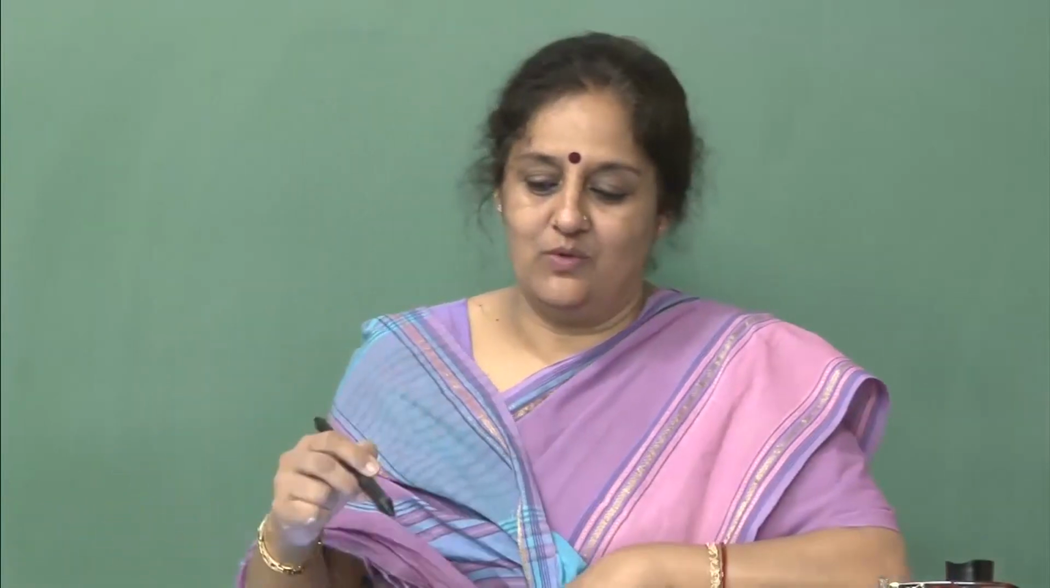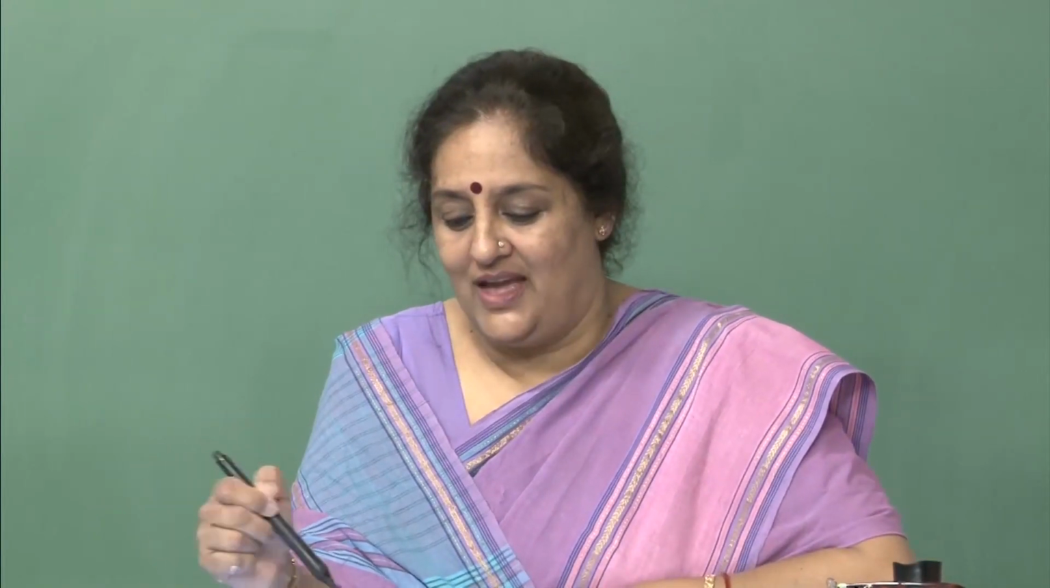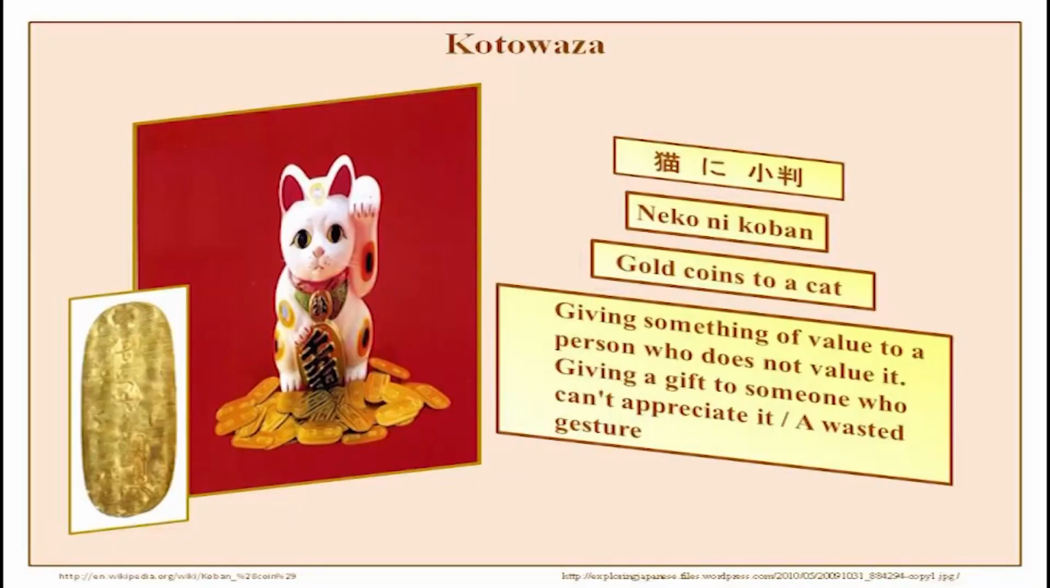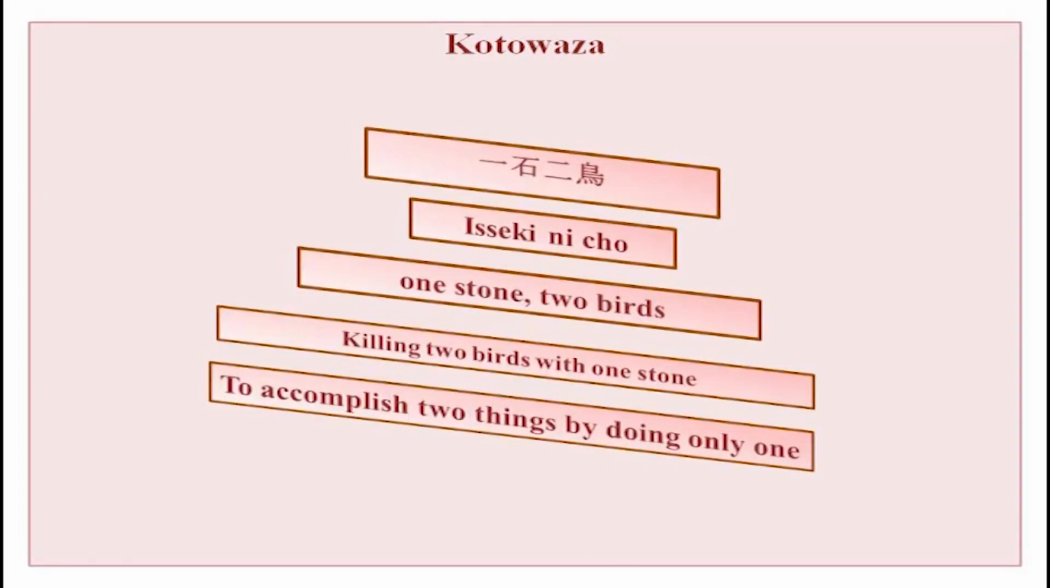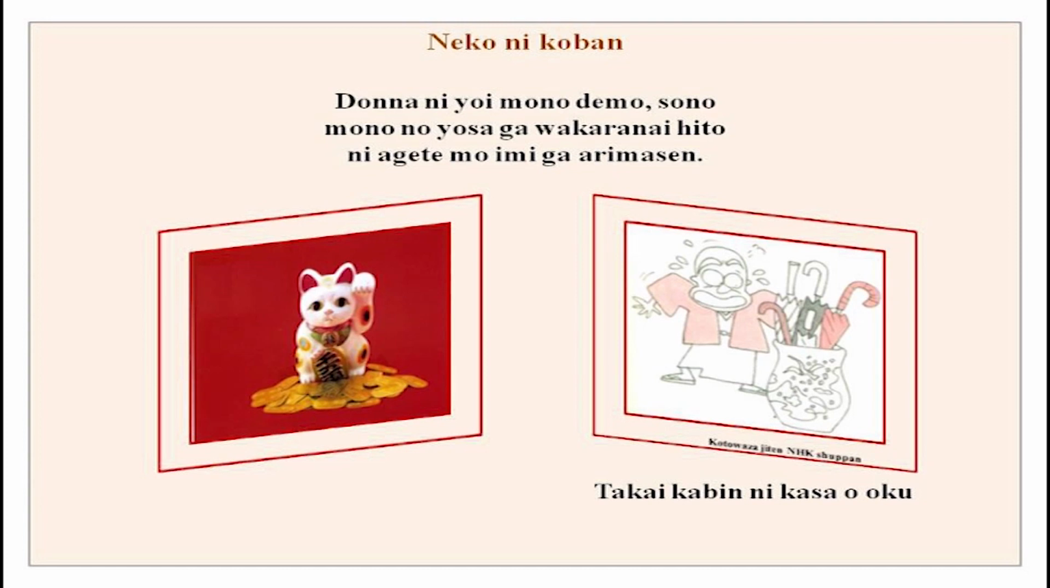Now, the interesting thing I want to tell you over here with these two kotowaza is that the complete proverb is never used by the Japanese, and they just say half of it, as you can see over here, isseki nicho. So, one stone, two birds is not complete. Killing two birds with one stone is the actual meaning. So, well, half of it is only used, the whole proverb is never used.